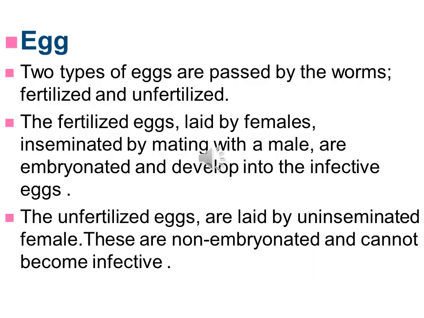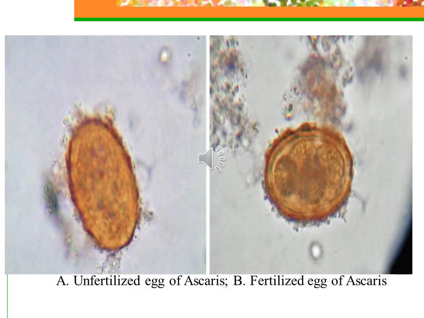Ascaris lumbricoides has 2 types of egg passed by the worm, fertilized and unfertilized egg. The fertilized eggs are embryonated and develop into the infective stage. The unfertilized eggs are non-embryonated and cannot become infective. It is very important. Figure A is unfertilized egg of Ascaris. As you can see, it is elliptical in shape, narrower and longer, while figure B is fertilized egg, round or oval in shape, always bile stained, golden brown in color, as you can see.